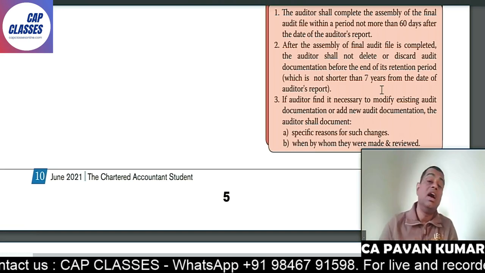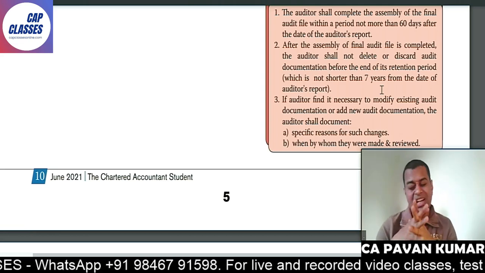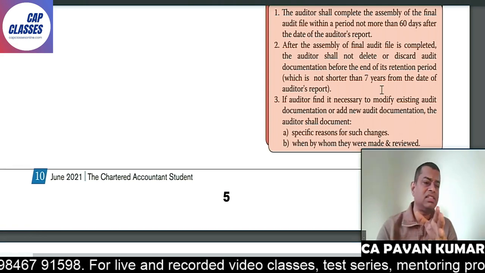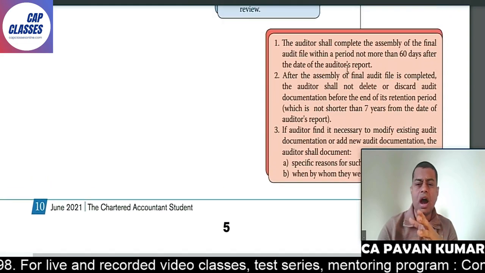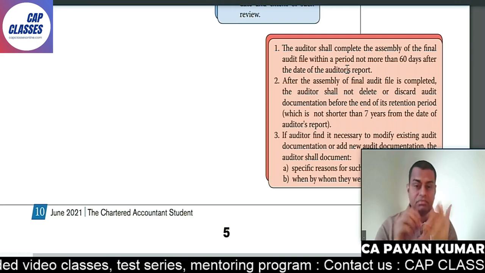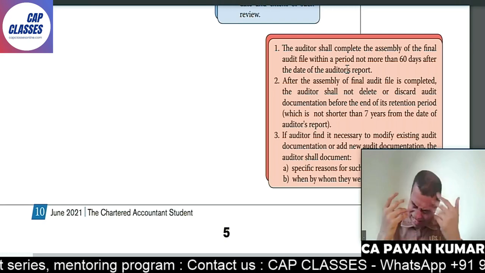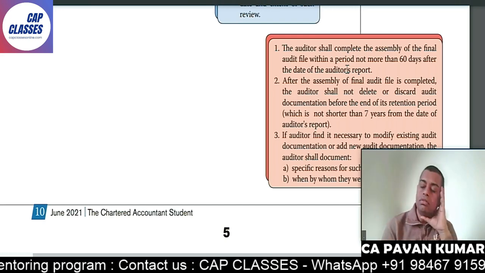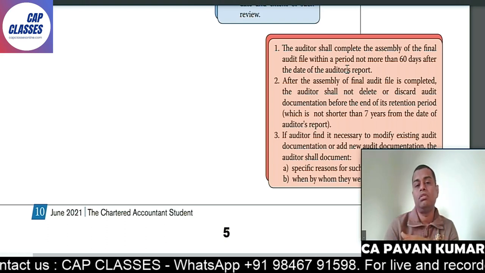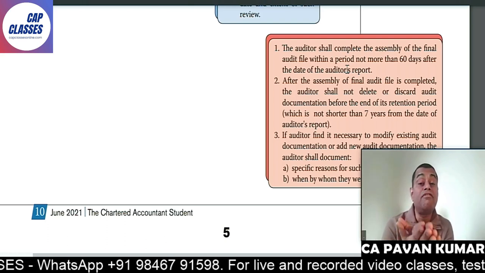So this assembling, ICAI said, dear auditor, we understand you are a busy guy. We understand you are doing 100 audits simultaneously. Dear auditor, we understand you are into so many things right now. Audit reports are over, September 30th, AGMs. After that, are you free now? Take 60 days time from the date of signing the audit report. Sort all the documents properly. Put it in the audit file.